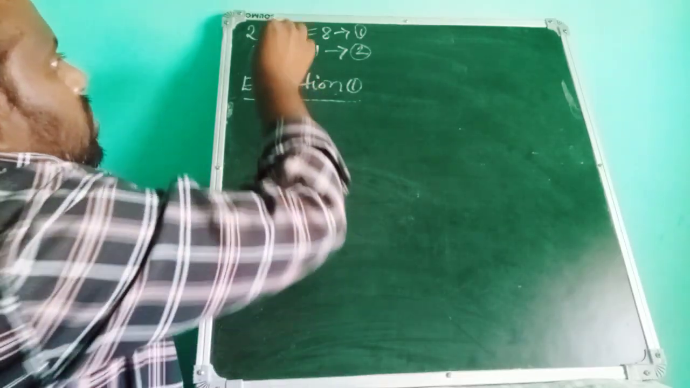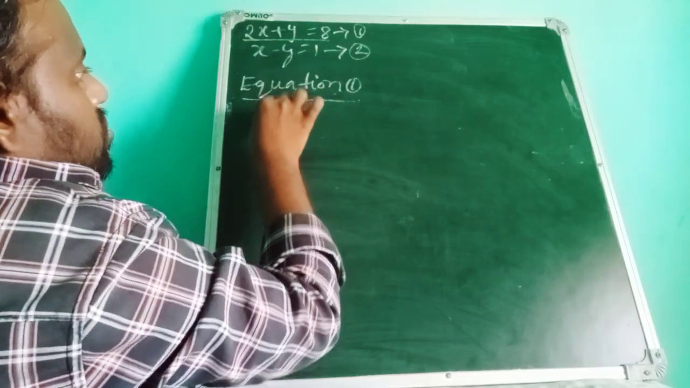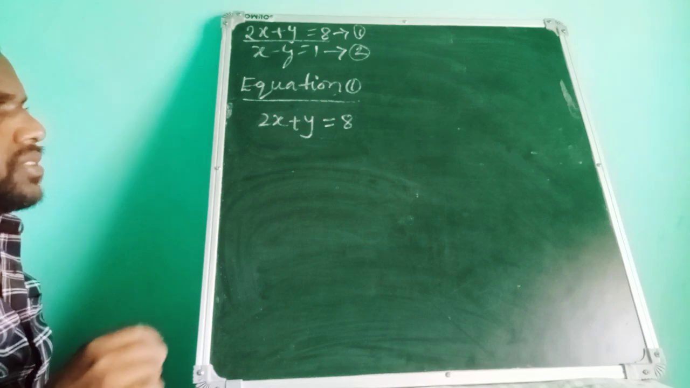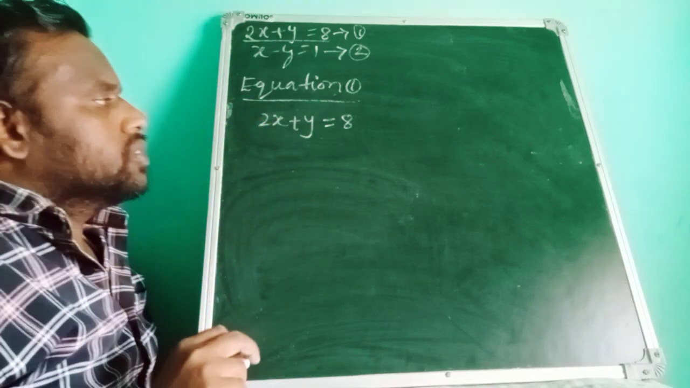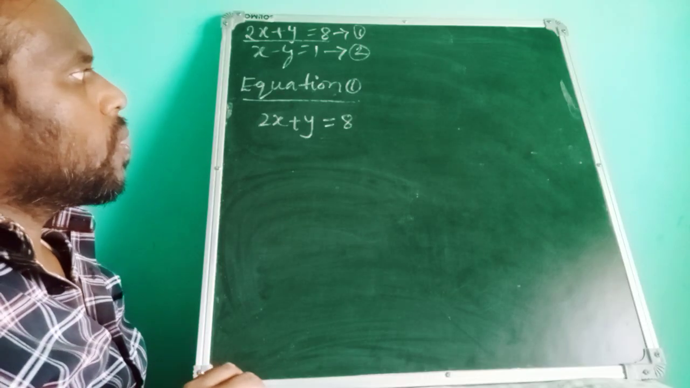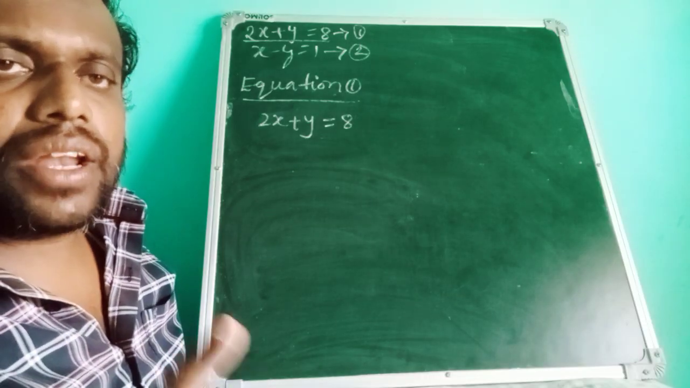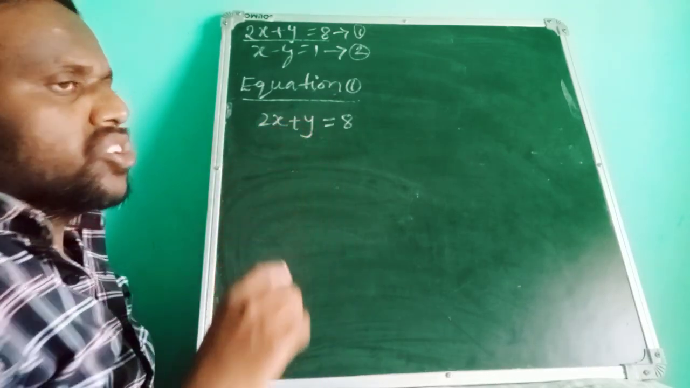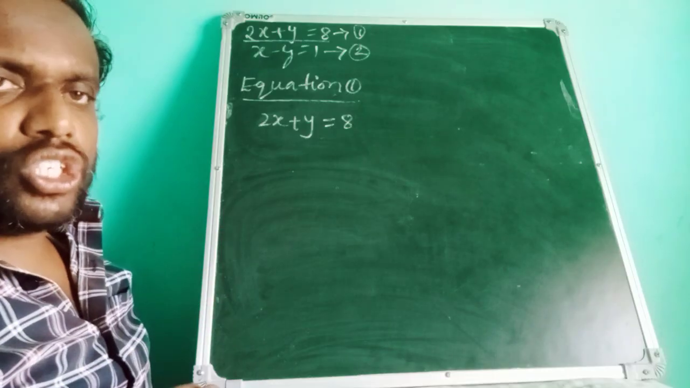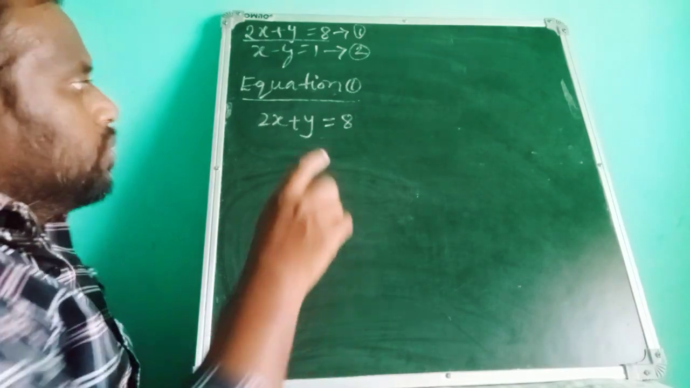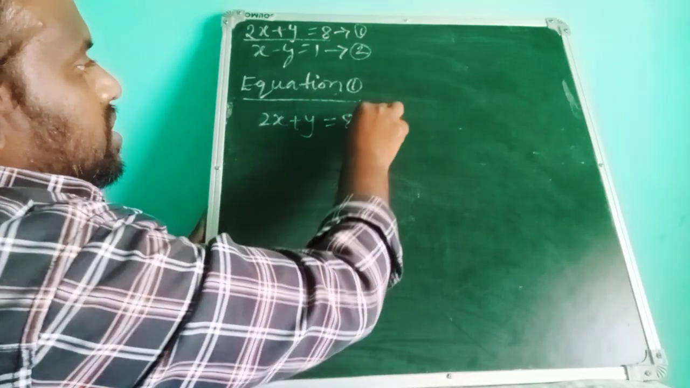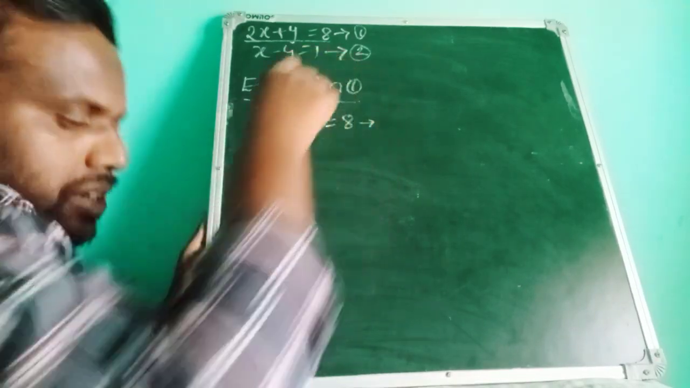Whatever is given, take it as it is. 2x plus y is equal to 8. This is equation 1. Now you take a random value for x, and substitute that x value in this and find the y value. So this is equation 1. I have already written here equation 1.